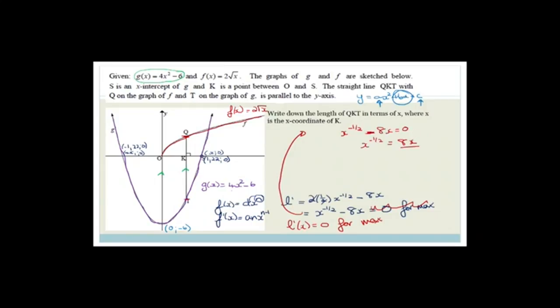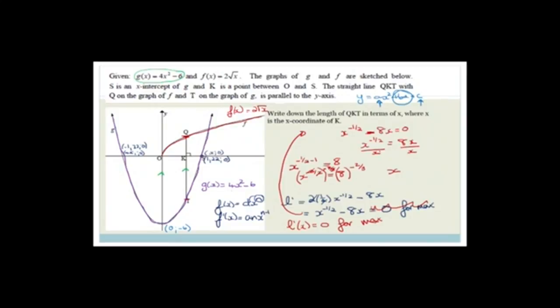Do you agree we can divide both sides by x? When we divide, we subtract the exponents, so it becomes minus a half minus 1, which is minus 3 over 2. So x to the minus 3 over 2 is equal to 8. To get rid of this, I'm going to multiply by the exponent of minus 2 over 3, but what I do to one side, I have to do to the other side. The minus cancels with the minus, the 3 with the 3, the 2 with the 2, and you're just left with x.